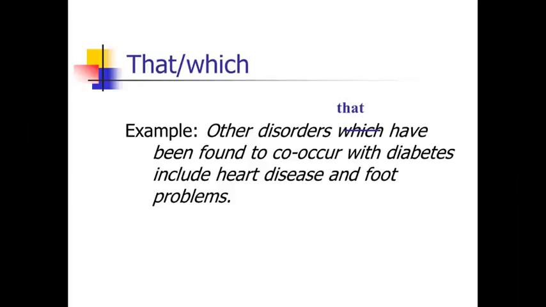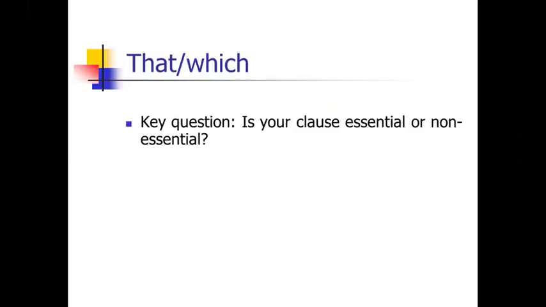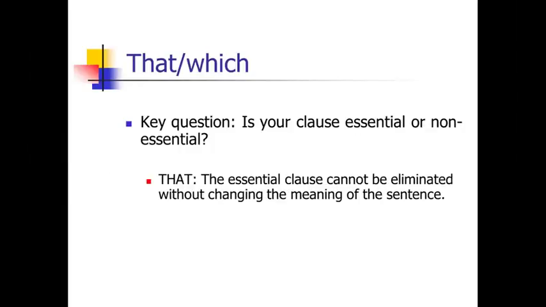Because other disorders, you couldn't set that off with parentheses, it's essential information. Other disorders that have been found to co-occur. You need that clause in there, so therefore it's a that case. If it was non-essential information set off with commas, then you could use a which. So the key question is, is your clause essential or non-essential? And you usually can tell that: do I want to set it off with commas or not? If you want to set it off with commas, it's usually non-essential.